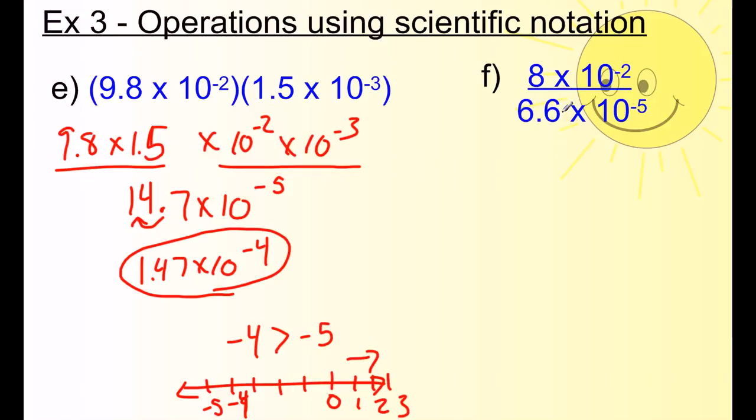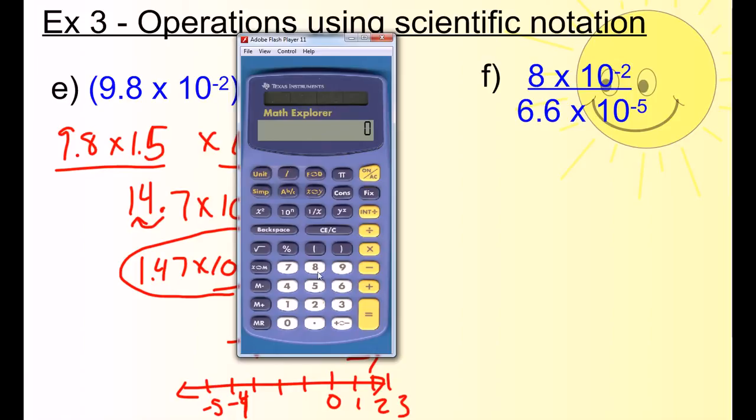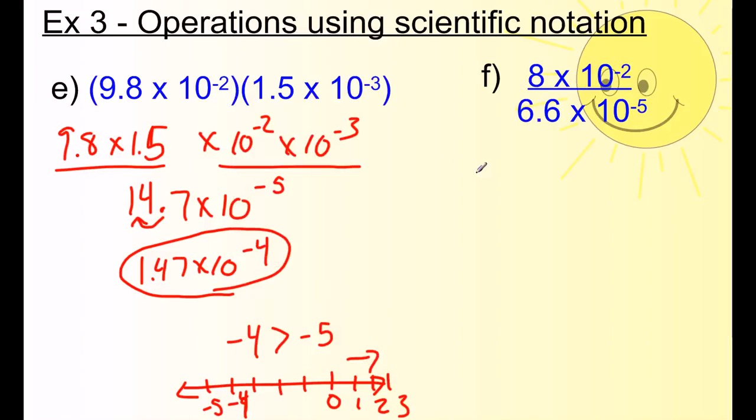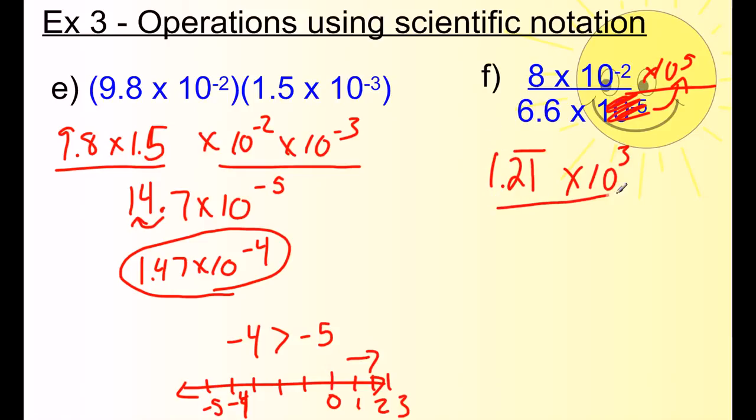Letter F. One piece at a time. I'm going to do the 8 divided by 6.6. Clear. 8 divided by 6.6 equals 1.21 repeated. Times by, alright, so this guy moves up top, gives me 10 to the 5th. They have the same base, so I add the exponents, giving me 10 to the 3rd. And my first number already is like 1 point something, so this is in scientific notation, and we're done.